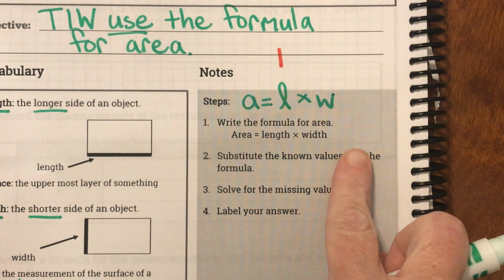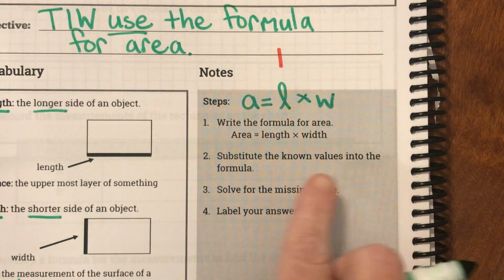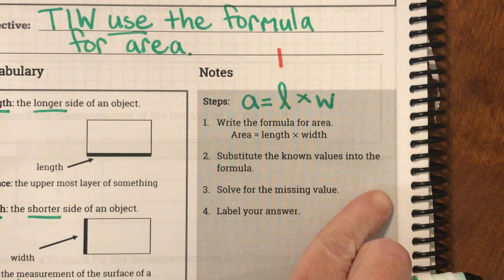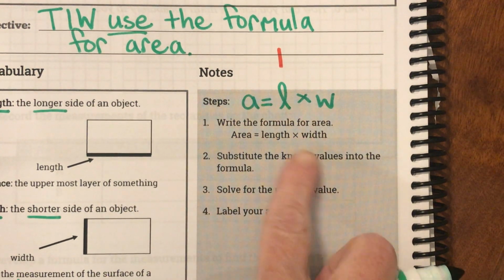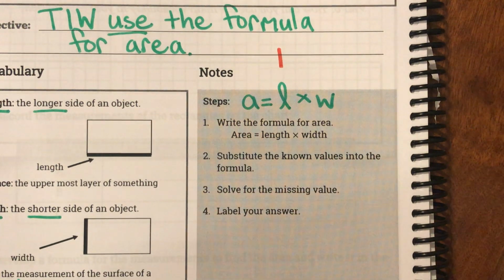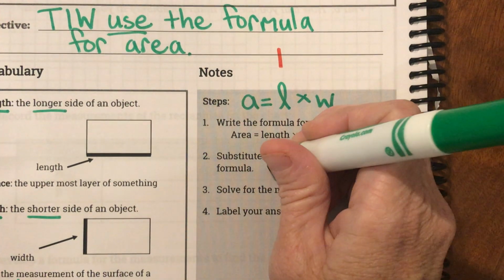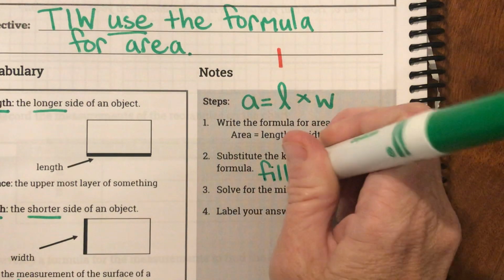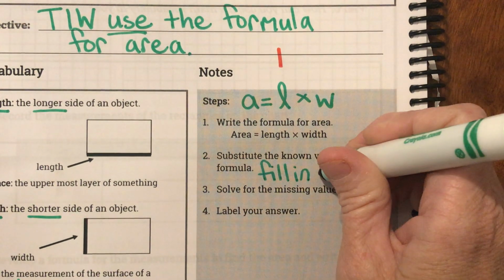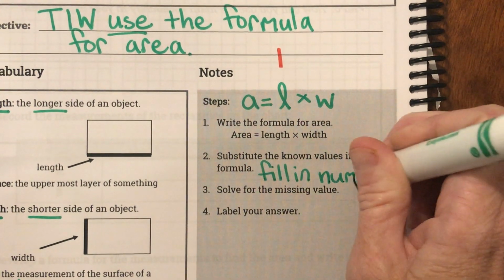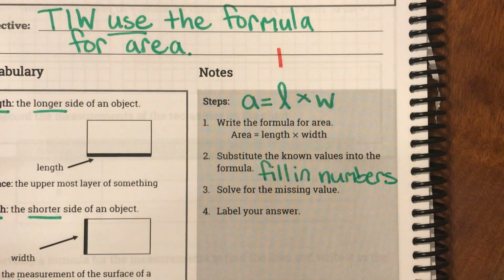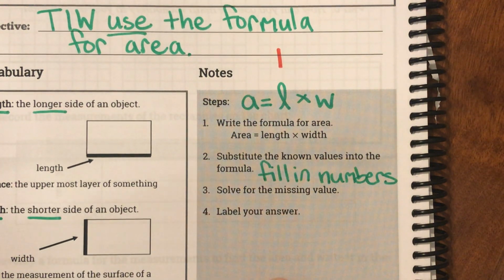So we're going to write our formula, and then we're going to substitute the known values into the formula. And I'll show you what that means. It's kind of like we're going to be filling in the blanks, okay? So we're going to fill in numbers. And then we're going to solve for the missing value and label our answer. So these are kind of our steps. You might want to have these out while we're working to follow along with me.